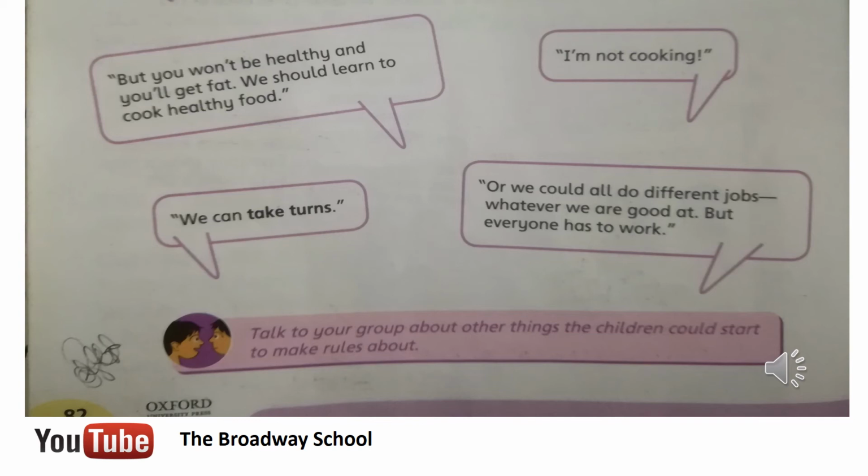Talk to your group about other things the children could start to make rules about. You can discuss this with your elders, your parents, or your siblings.